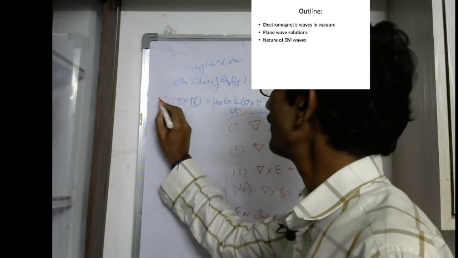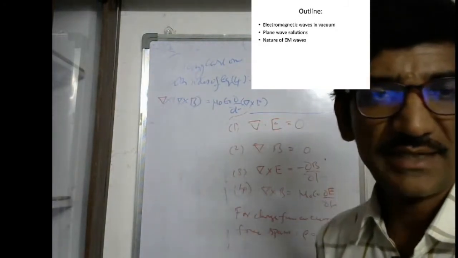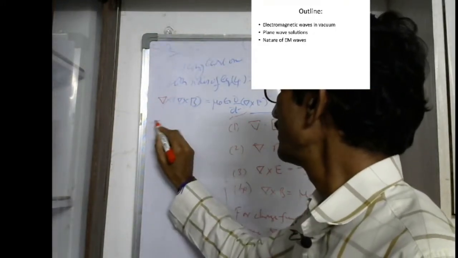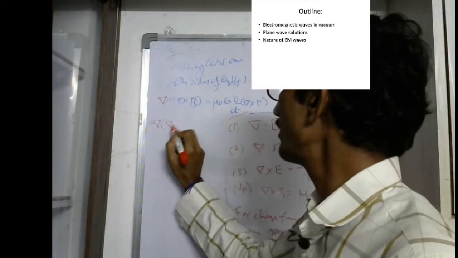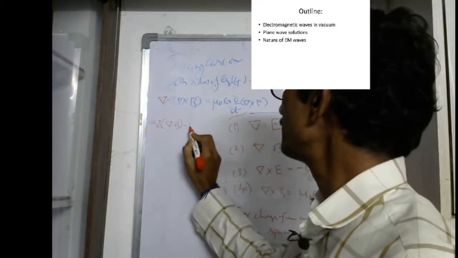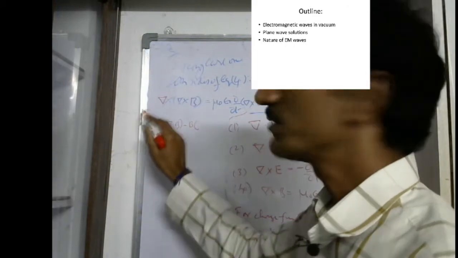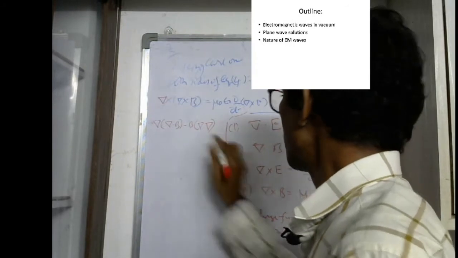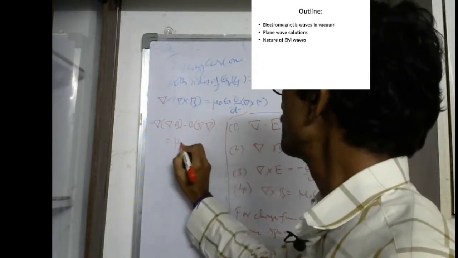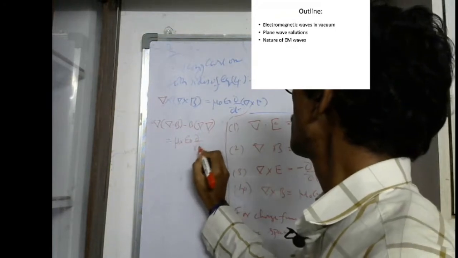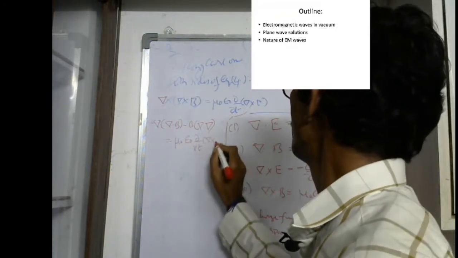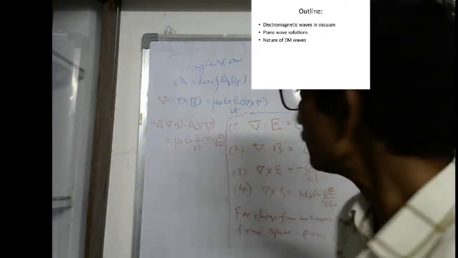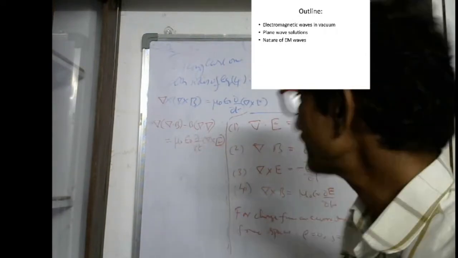Now again we have to expand this by using the BAC-CAB rule. Here we have A cross (B cross C), which is B(A dot C) minus C(A dot B). That means del dot B minus del dot del. This is equal to, what is your RHS? Mu naught epsilon naught dou by dou t of del cross E.